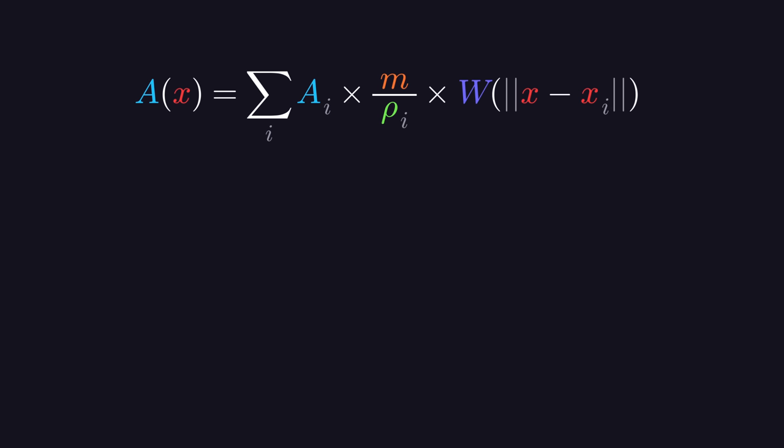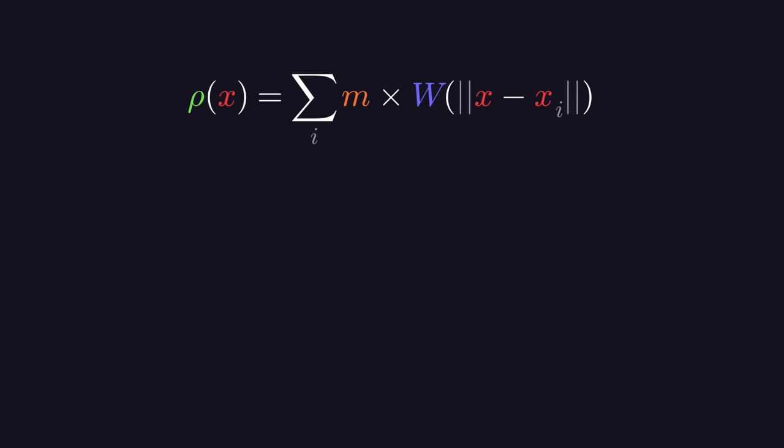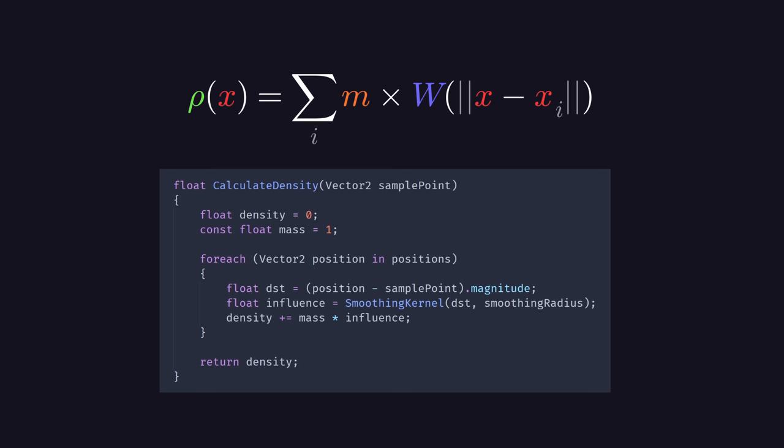What's interesting to note here is, say that the property we want to calculate with this equation is the particle's density. In that case, we replace A with the density, which then cancels out with the density over here, leaving us with just mass times the smoothing function, which is exactly what we came up with in the beginning. So that bit of math seems to check out at least.